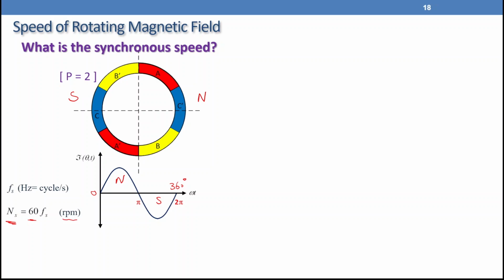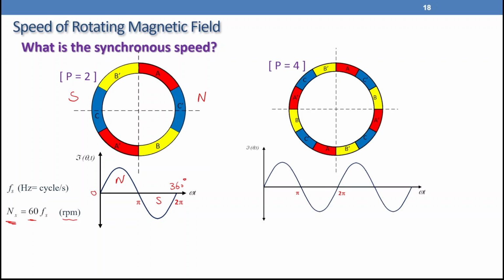But what will be the case if we have a 4-pole machine? We have north, south, north, south. In a complete 360 degrees, we have 2 cycles, each of which has a frequency Fs. So to convert that to RPM, NS will be 60 Fs over the number of cycles in one complete 360 degrees. So 60 Fs over 2.